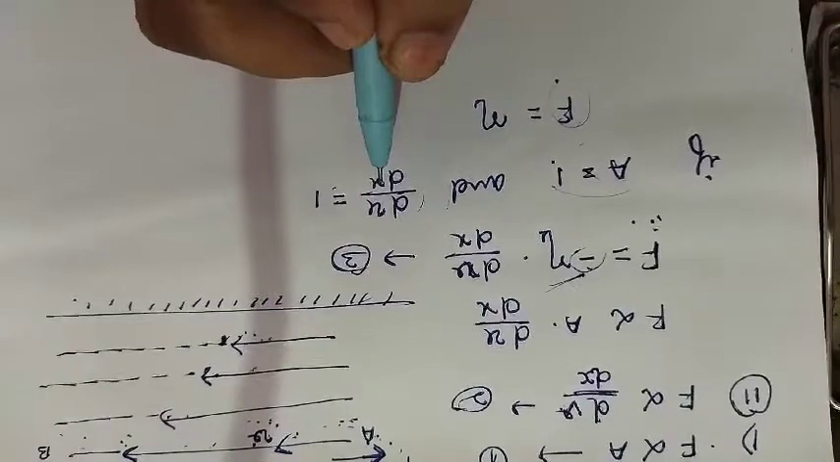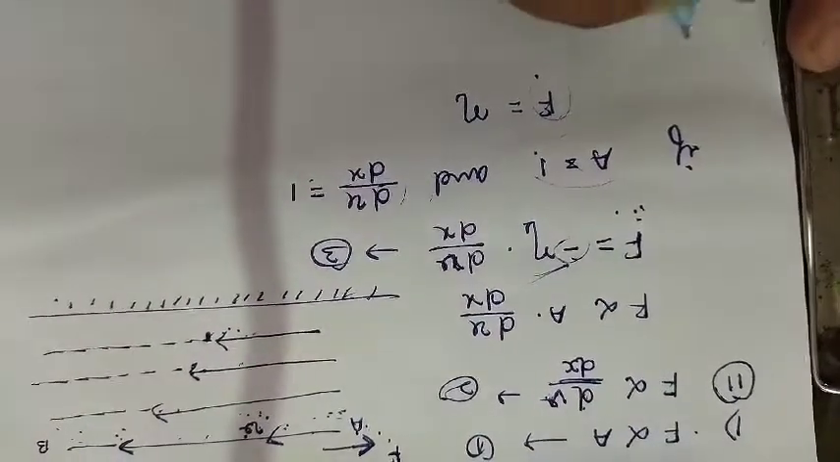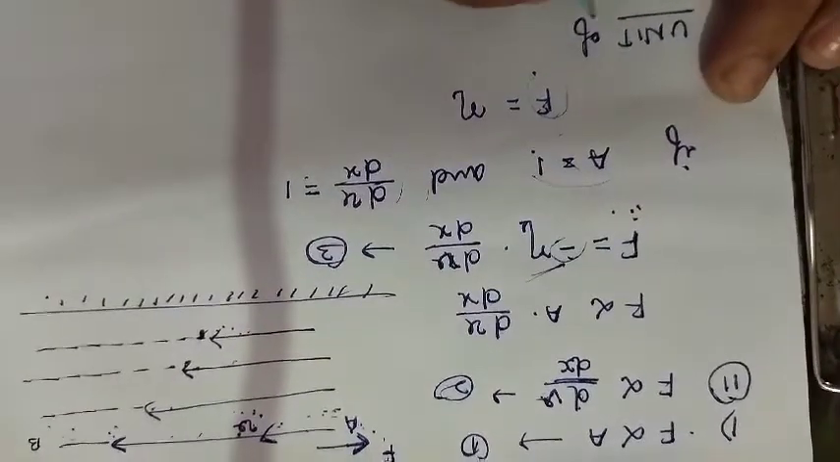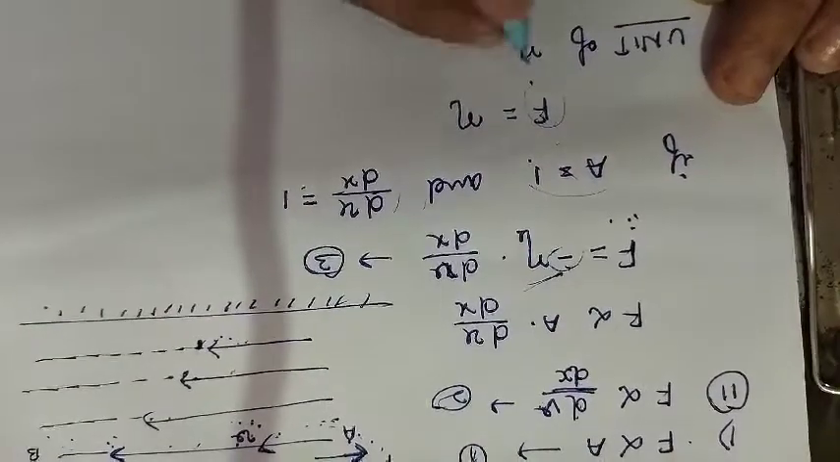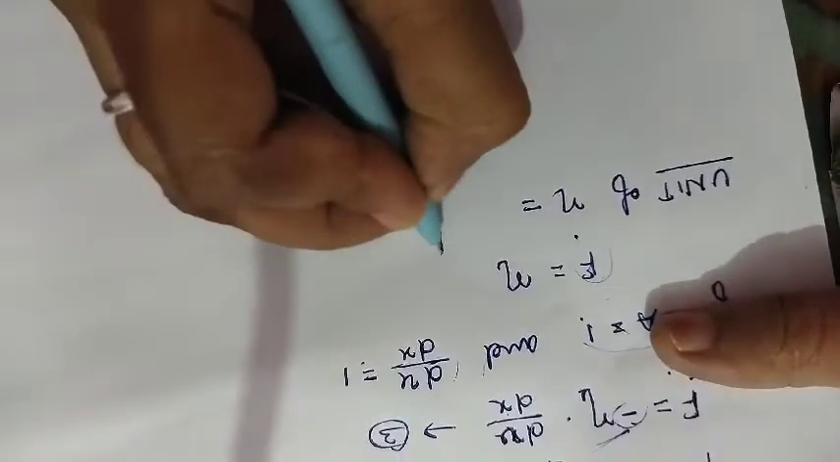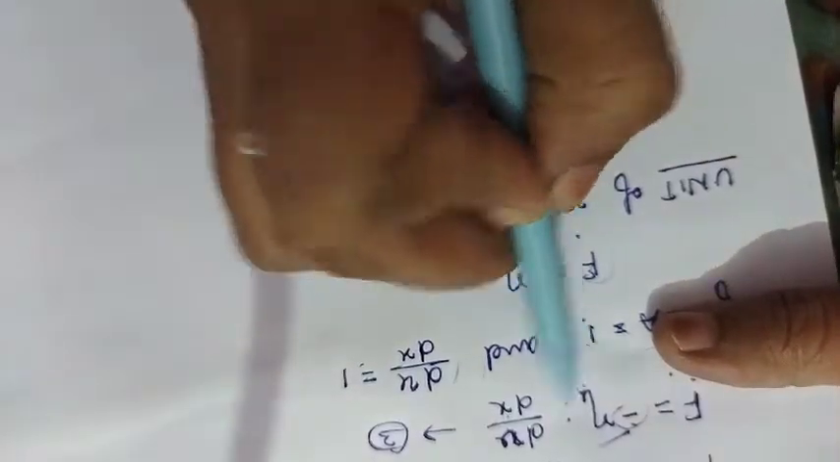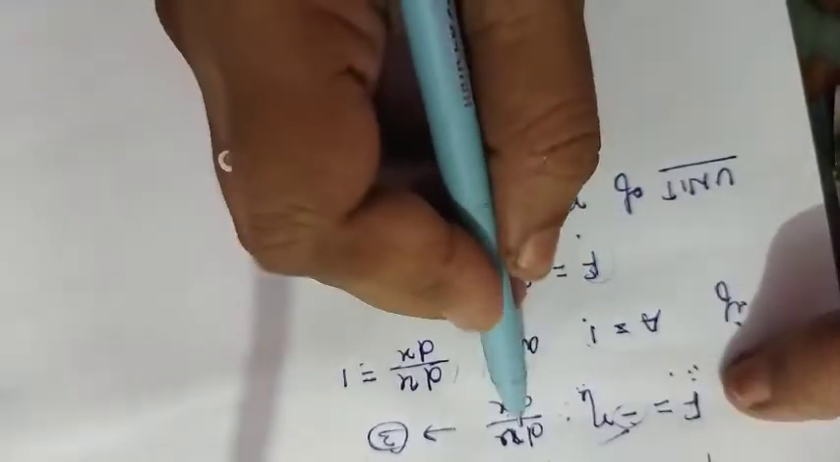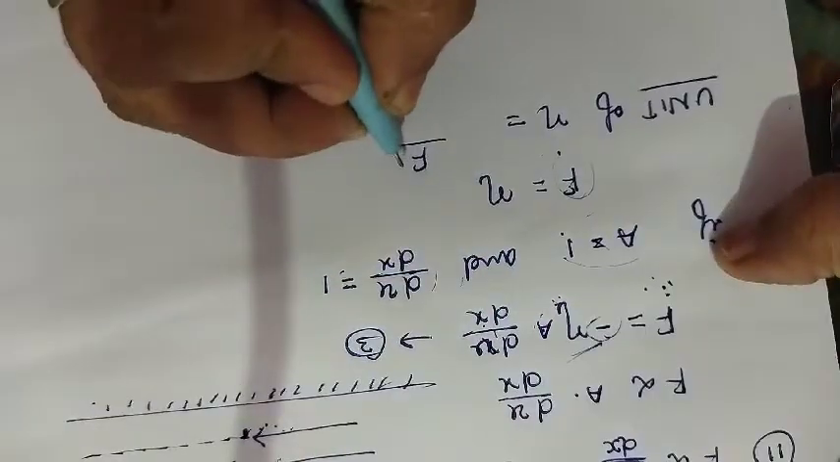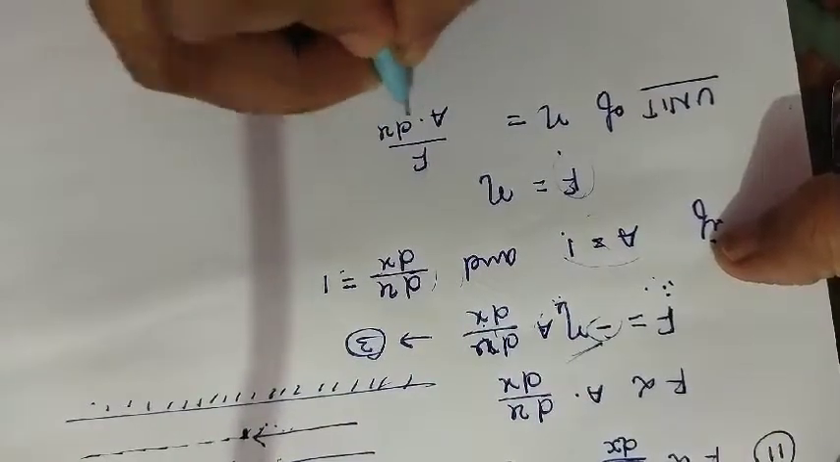Now, if we have to write the unit of the coefficient of viscosity, that is the unit of eta, from this equation we can write the value of eta. So eta is equal to F upon A into dv upon dx.